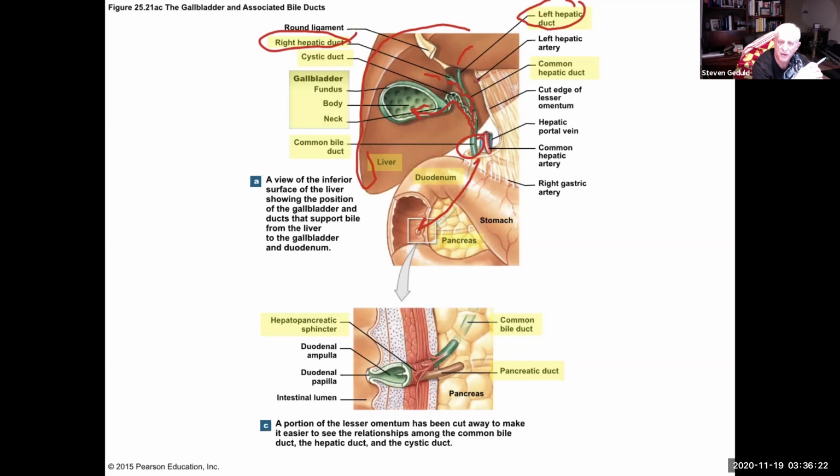You have a common hepatic duct, and then you have a common bile duct where it releases bile. You can see this opening here, this little duct, goes to the pancreas and allows your digestive enzymes and your buffers to come from the pancreas into the duodenum. So there are two openings in the duodenum, one for the liver for bile and one for the pancreas for digestive enzymes and mucus.